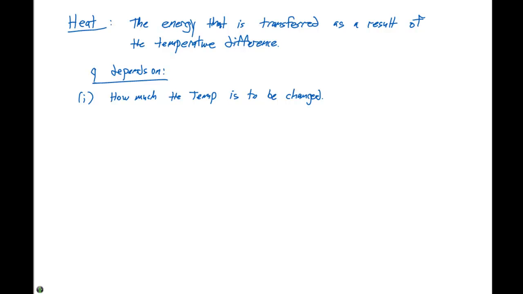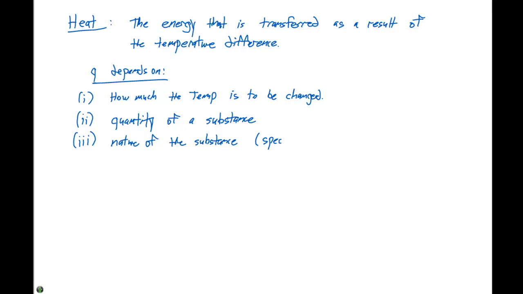So the temperature difference, or the delta T, is going to be a big factor when we look at heat. Another is the quantity of a substance. And the third is the nature of the substance. And sometimes chemists refer to this as the specific heat.